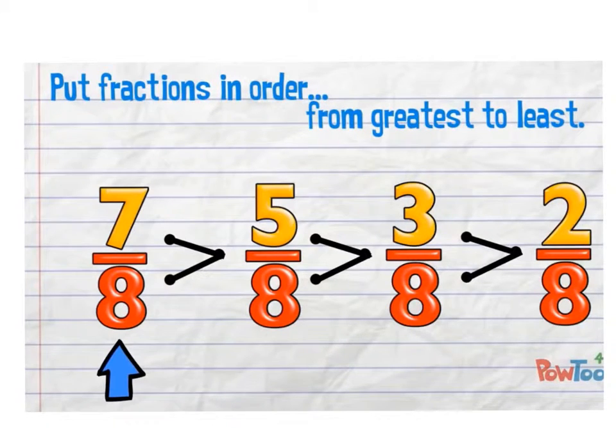And this is what it should look like. Okay, so you put the fractions in order from greatest, biggest, to least. From greatest to least, or from biggest to smallest. 7 out of 8, 5 out of 8, 3 out of 8, 2 out of 8. And we say 7/8 is greater than 5/8, which is greater than 3/8, and 3/8 is greater than 2/8.